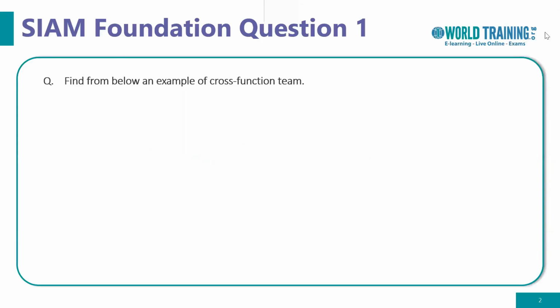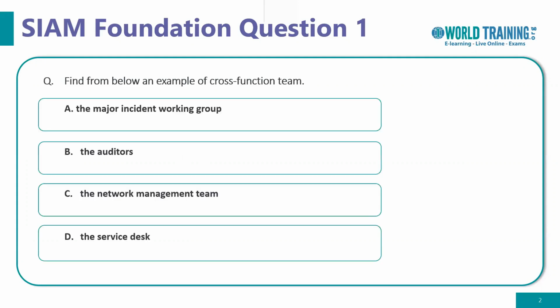First question, it says, find from below an example of cross-functional team. So let's understand what are the teams which they are referring to. Major incident working group, the auditors, the network management team, service desk. As we have seen, we're going to talk about responses via alpha, beta, Charlie, delta. If you look at the cross-functional team, auditor cannot be a cross-functional team. Network management team will be a single team, and service desk will also be a single team.